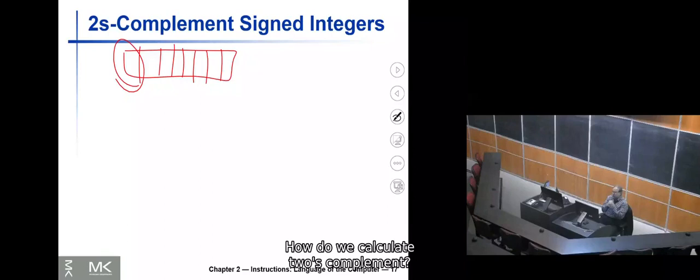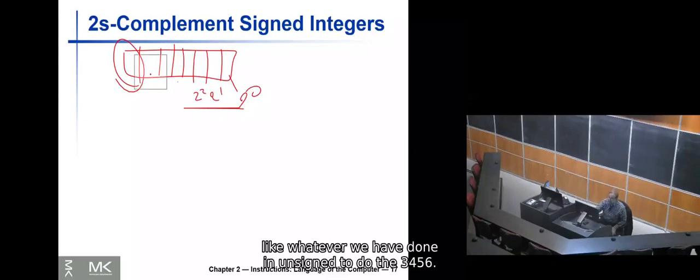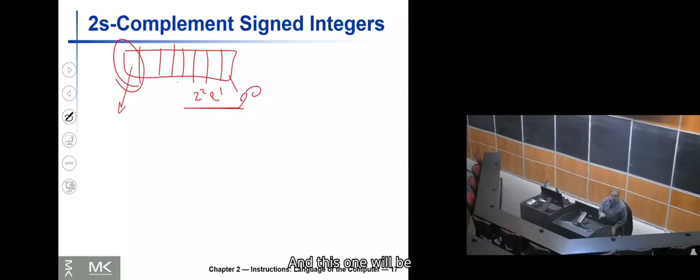How do we calculate two's complement? I will give you the equation first, but we will work on that more. The equation would be this. You multiply this by 2 to the 0. The next one, 2 to the 1. The next one, 2 to the 2, like whatever we have done in unsigned. 2 to the 3, 4, 5, 6. And this one will be multiplied by minus 2 to the 7. So the difference is that. And with this, you calculate the number.